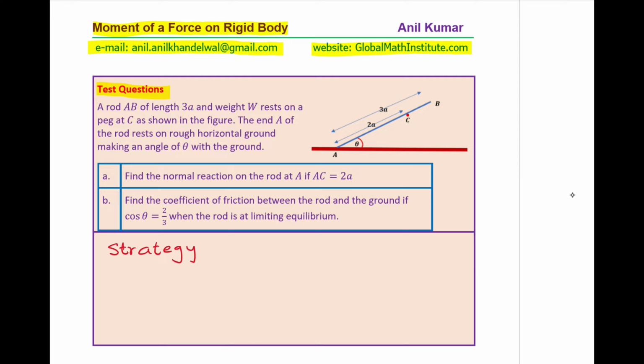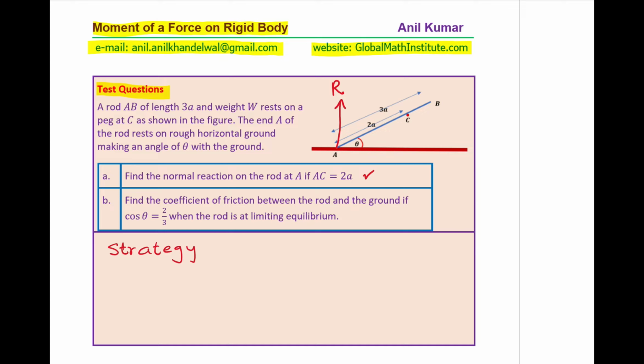We want to find the normal reaction on the rod at A if AC is 2A. So we are given this is 2A. Normal reaction at A, what does it really mean? The normal reaction will be at A. That is the normal reaction, let me call this R. This is what you want to find in part A of this question. How do we find this?